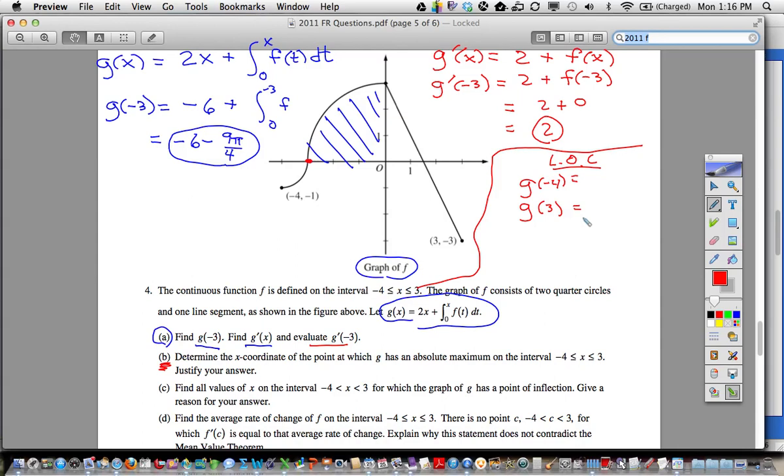Where is the derivative 0? That's asking where is G prime 0? Well, what's G prime? G prime we just found up here in part A. It's 2 plus f of x. So where is 2 plus f of x equal to 0? When f of x is equal to negative 2.